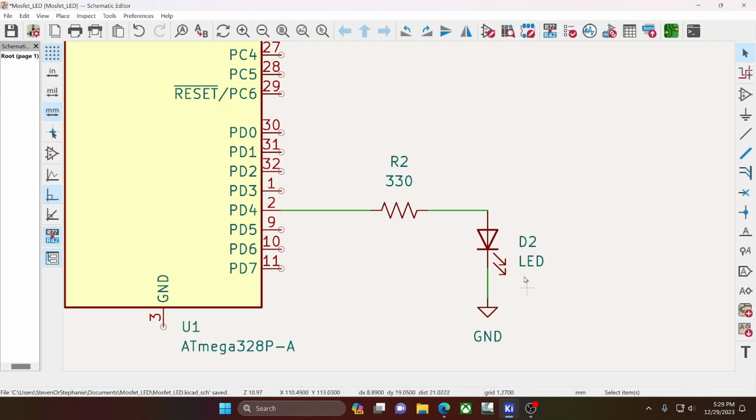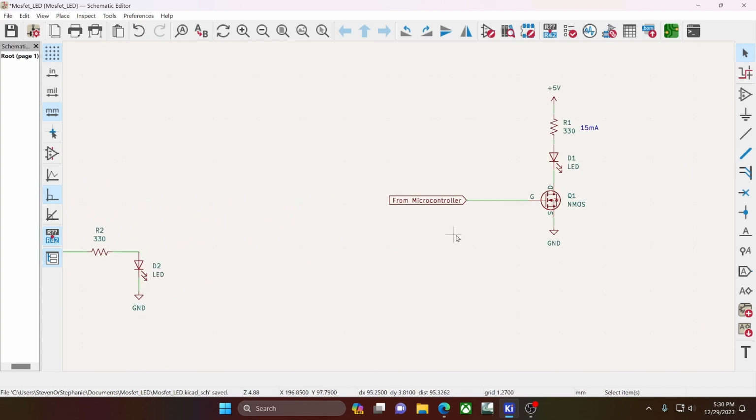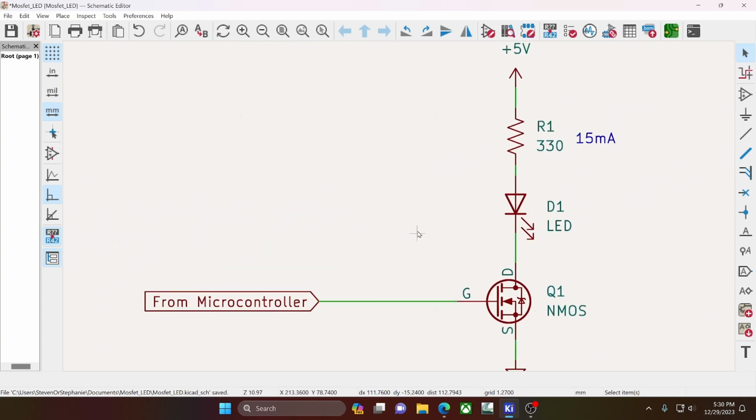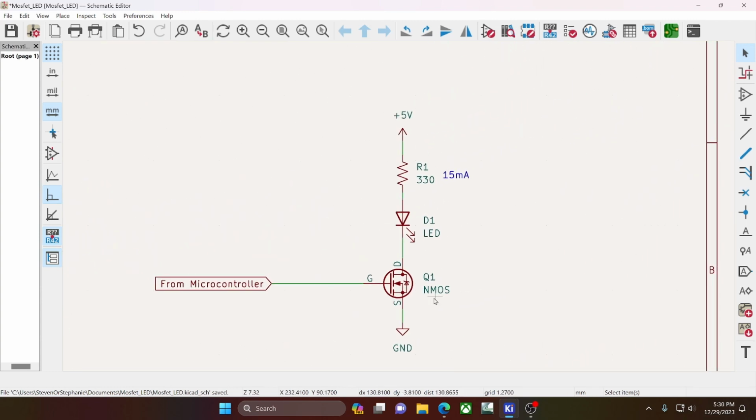So now what we're going to do is we're going to show you what you should do. So instead of direct connection, just go through a MOSFET. It doesn't even have to be a good one, because you're only going to have 15, 20 milliamps, but this gives you flexibility.